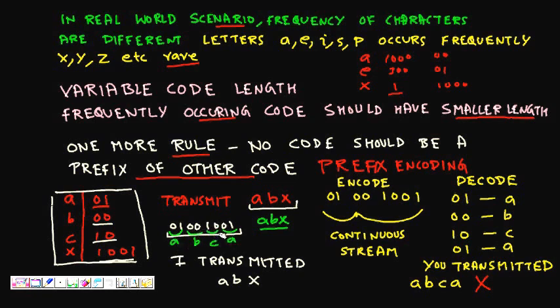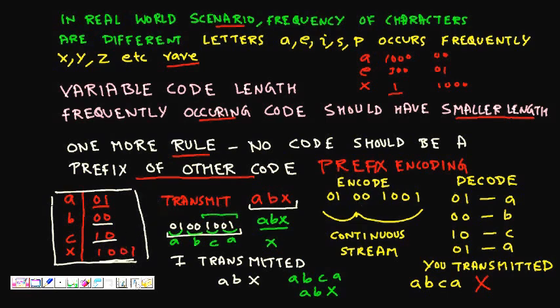If you don't wait to get all the four letters, you can have 1001 as C and then A, but if you wait for the whole four letters 1001, then it becomes X. So this whole code word can be interpreted as ABCA or ABX. So both of them are possible. Hence what it says is that no code should be a prefix of another code. Here C, 10, is the prefix of X, 1001, hence there was ambiguity.